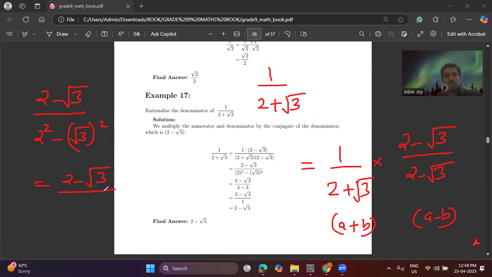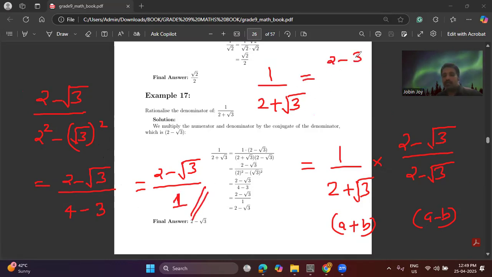So this will be equal to 2 minus root 3 divided by, what is 2 square? 2 square is 4, minus root 3 square. What is root 3 square? Root 3 square is root 3 into root 3, which is 3. So this will be equal to 2 minus root 3 divided by 4 minus 3, which is 1. Now this will be equal to 2 minus root 3 divided by 1.